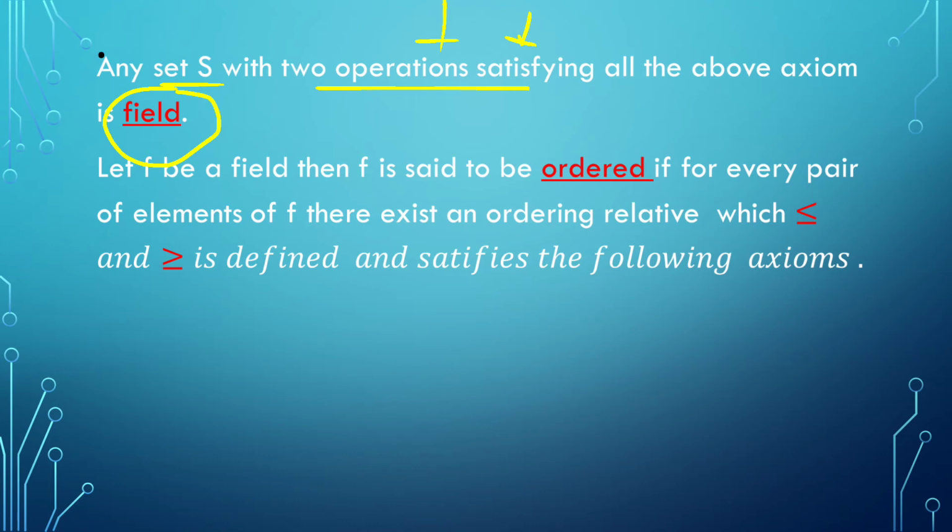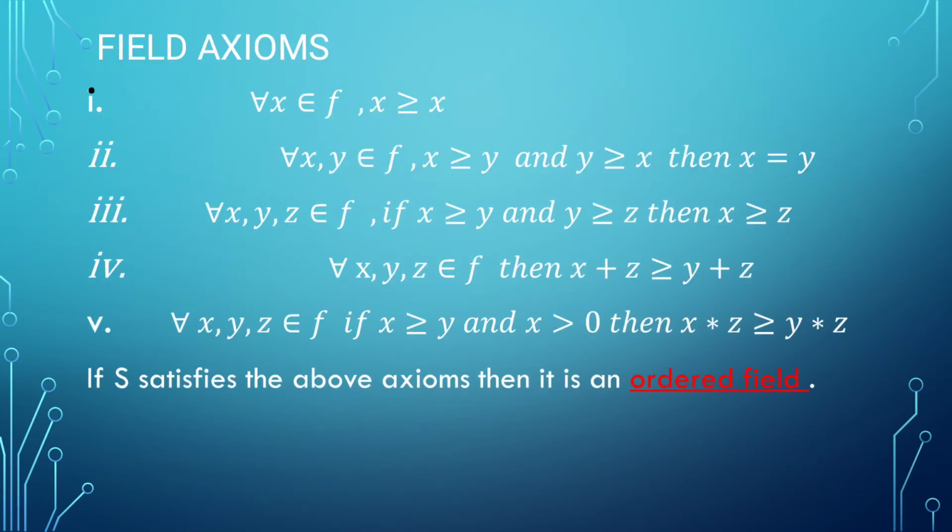Now, S is called an ordered field if this ordering relationship is applicable. And therefore, the following axioms hold: if you have a given x in that set, which can be S or F, which is a field in this case, x is greater or equal to x, or in other words, x relates to x. We call that the reflexive axiom.